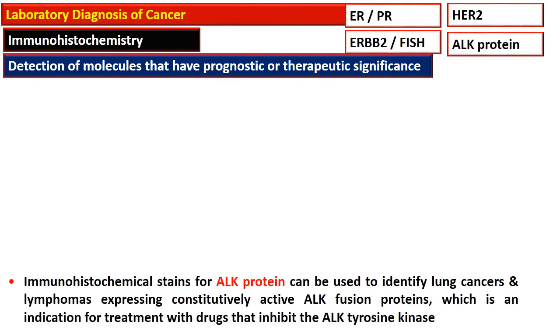ALK protein is used to identify lung cancer and lymphomas, which express active ALK fusion protein. This expression of the ALK protein, which is diagnosed through immunohistochemistry, is of therapeutic value because the patient will get treatment with blockers that inhibit the ALK tyrosine kinase.